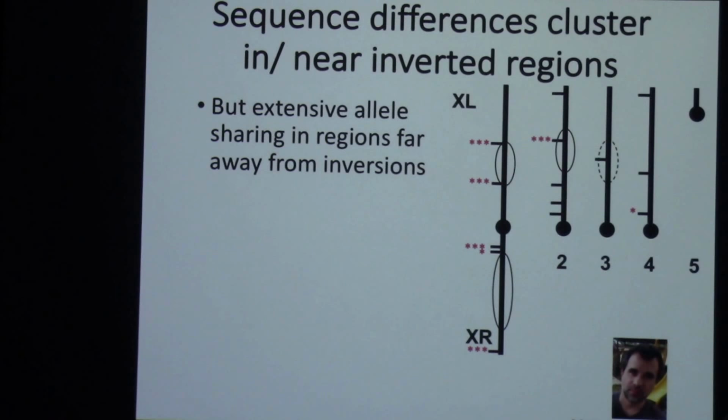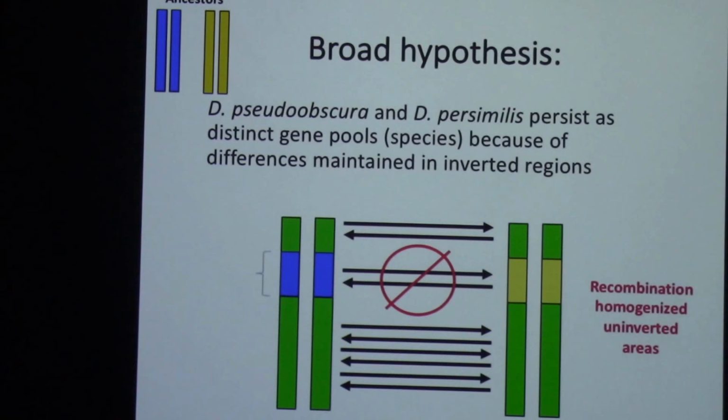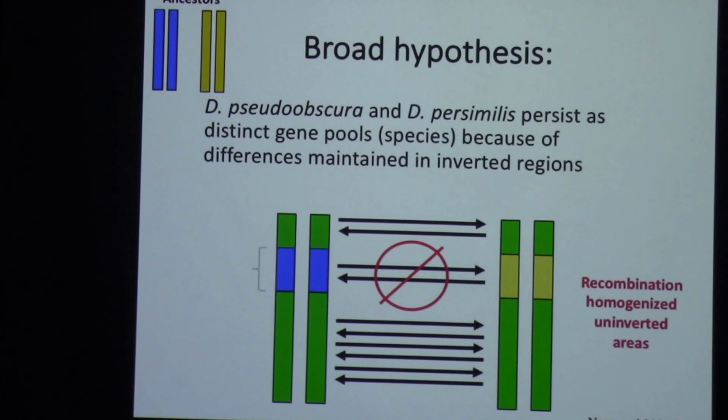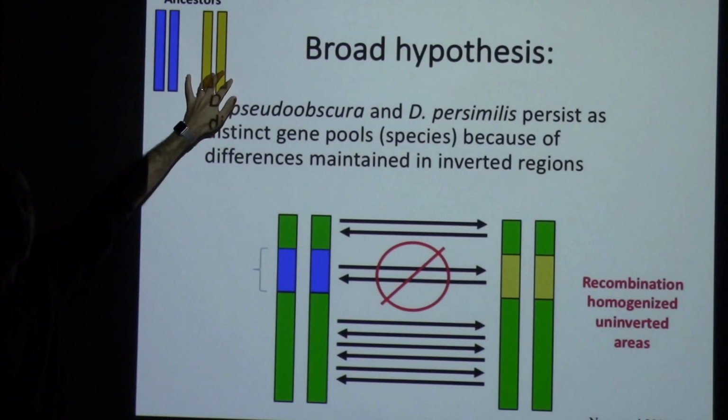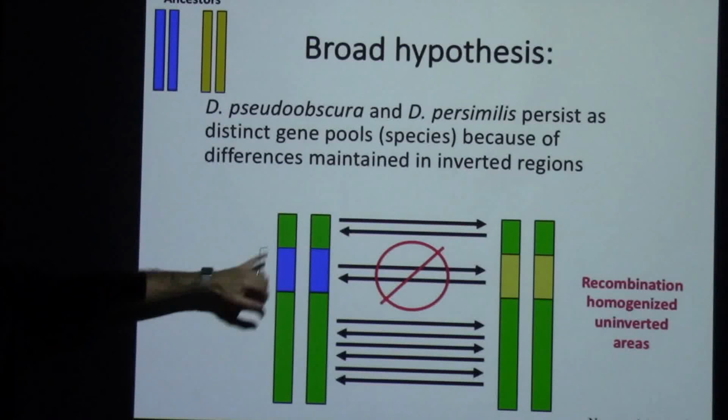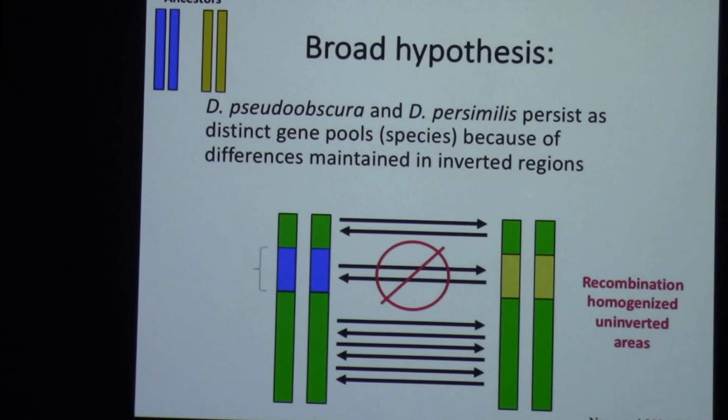So the hypothesis that we put out there was that pseudoobscura and persimilis persist as these distinct gene pools, or species, if you want to call them that, because of differences that are maintained in these inverted regions. One hypothesis for what may have happened historically, it's just one model, there's of course a lot of models with sympatric divergence, but imagine a blue chromosome species and a yellow chromosome species, say pseudoobscura and persimilis, and just like your Ziploc bag, if you mix them together you get green. Right? In contrast, in the area where you have the inverted region, that's what's keeping things apart, and maybe recombination was involved. Now, this was just a hypothesis at the time.